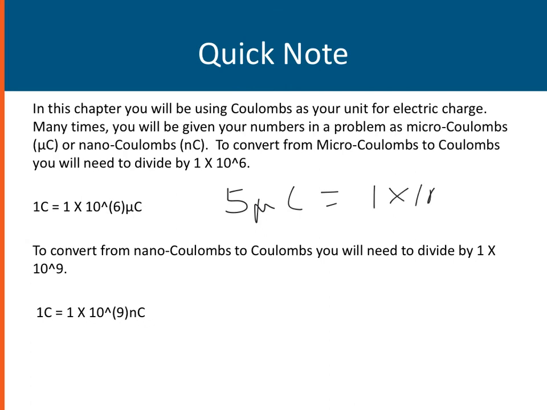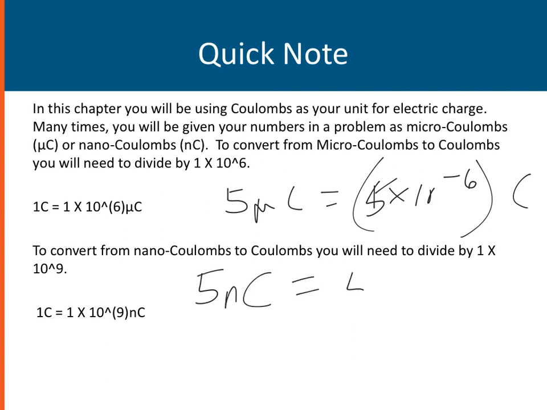So basically, if they gave you 5 microcoulombs, that would be the same as 5 × 10⁻⁶ coulombs. That's all. For nanocoulombs, it's just 9. So if they gave you 5 nanocoulombs, that would be the same as 5 × 10⁻⁹ coulombs. So you just need to remember that micro is 6, nano is 9, and it's going to go to the -6 or to the -9.